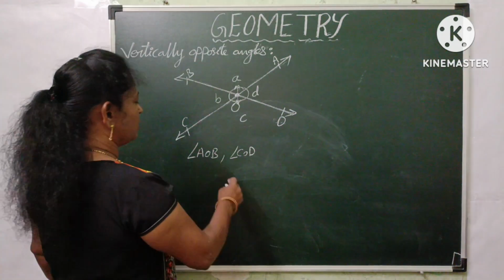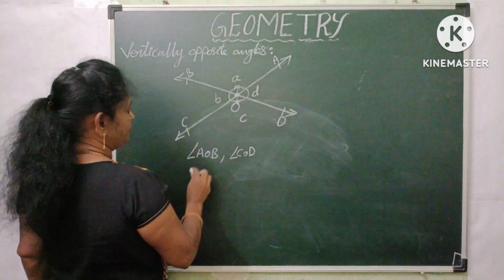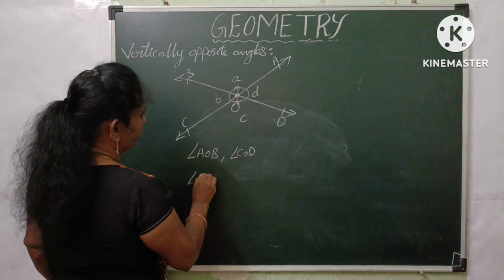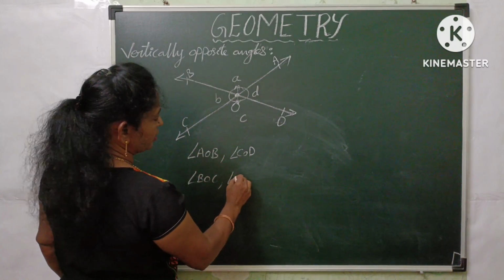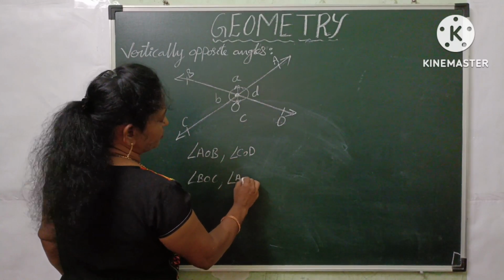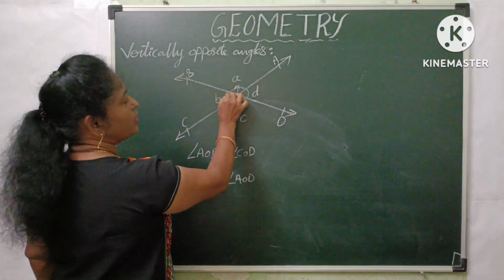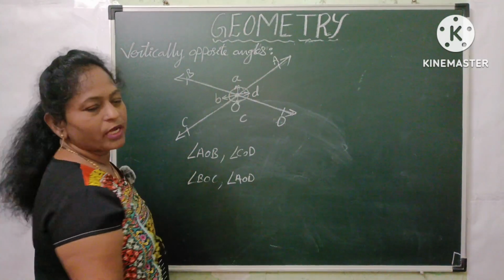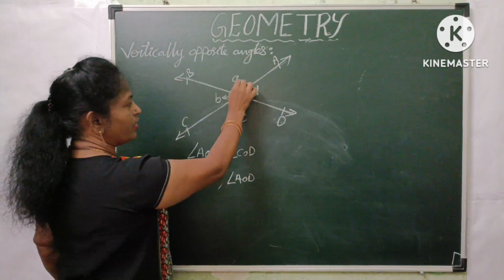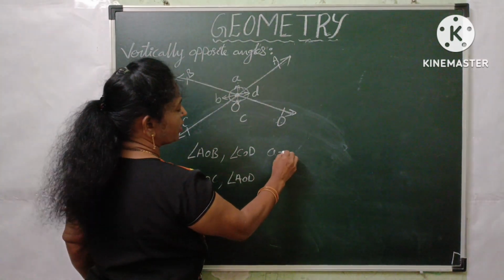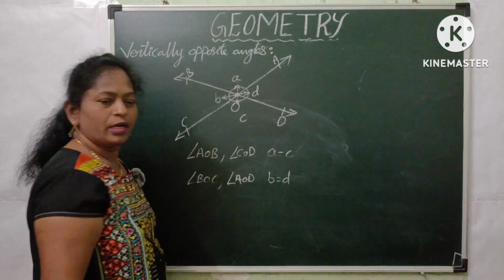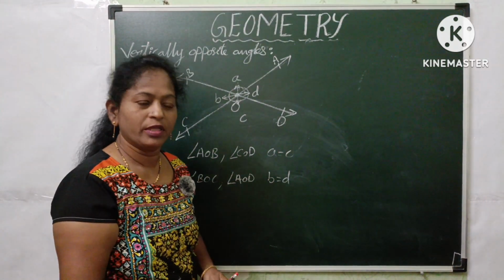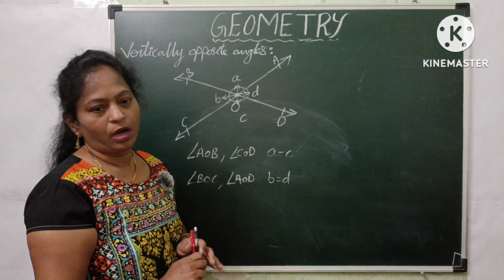Okay. Next, what is the other pair? Angle BOC and angle AOD are vertically opposite angles. So vertically opposite angles are equal: a equals c and b equals d. Vertically opposite angles are equal. They do not have a common arm.